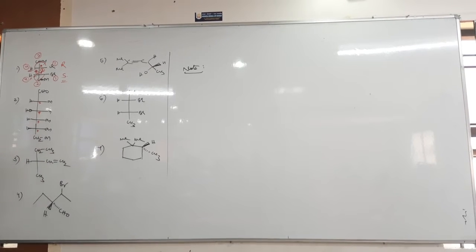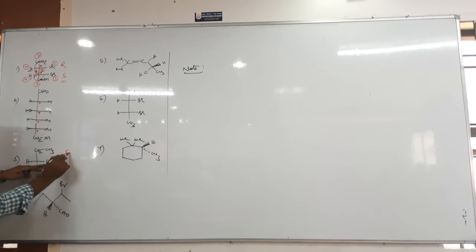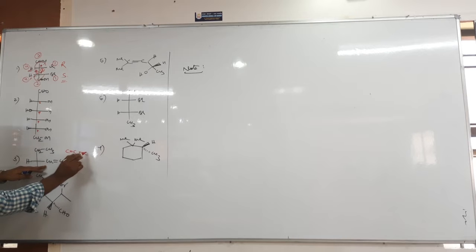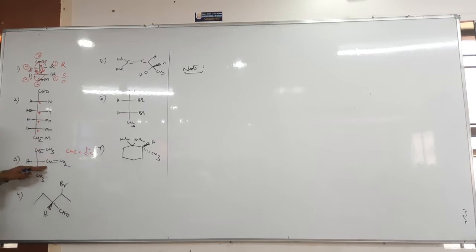Tell me, the third one. Hydrogen, carbon, carbon, carbon. If there are all carbon atoms, which carbon gets more priority? Say this carbon, hydrogen. This carbon is attached to one carbon. This carbon is attached to two carbons. Why? C double bond C is equal to what? 2C.